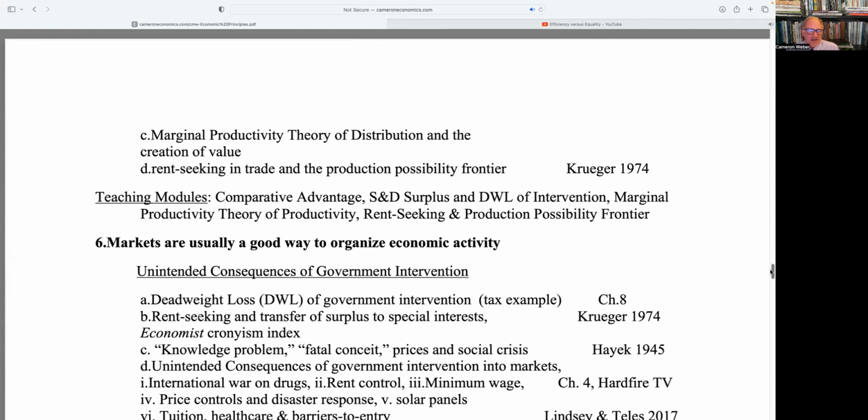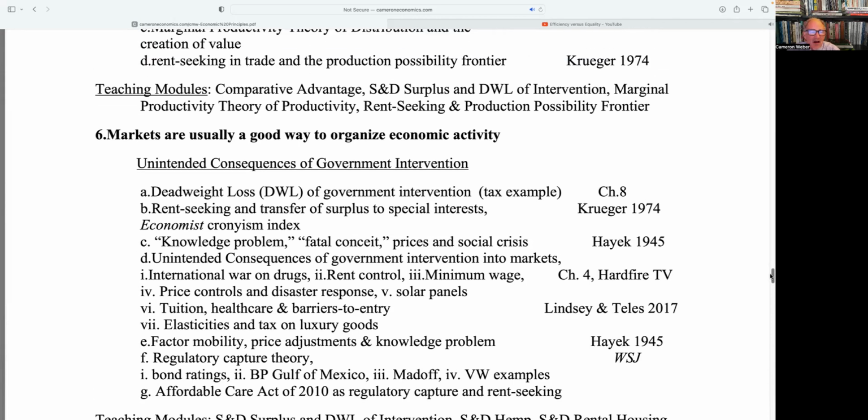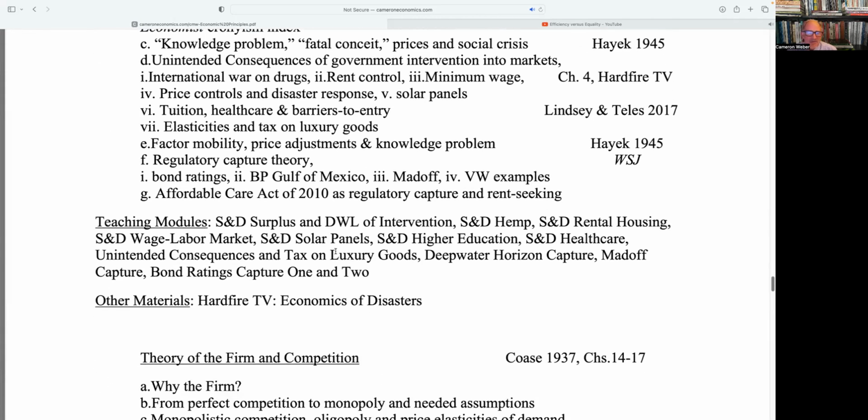how the market works. And then economic principle number 6 under catalaxy is markets are a good way to organize economic activity. We show how markets are a good way to organize economic activity by showing what happens when the government intervenes, and the intended or unintended consequences of government intervention. We give several supply and demand examples of what happens when you have intervention and how this causes inequality and deadweight loss, causes absolute welfare loss when you have intervention.